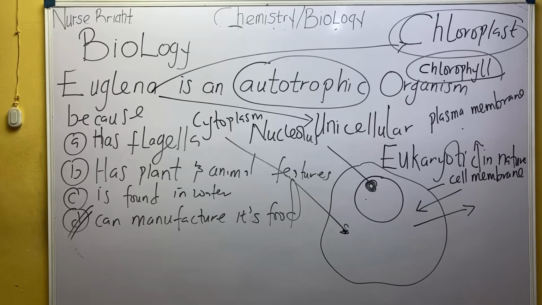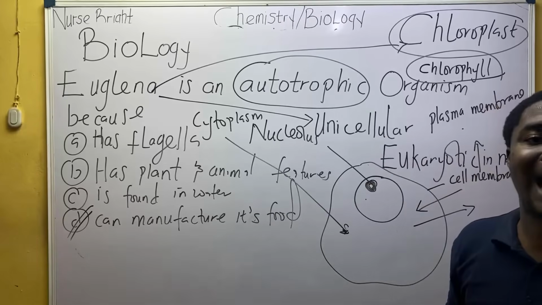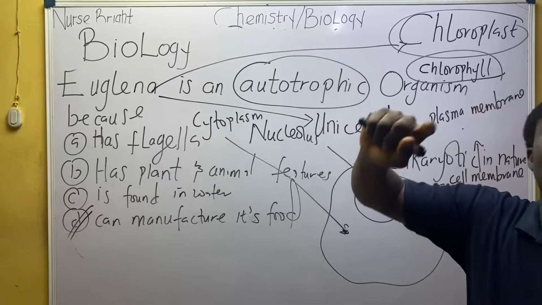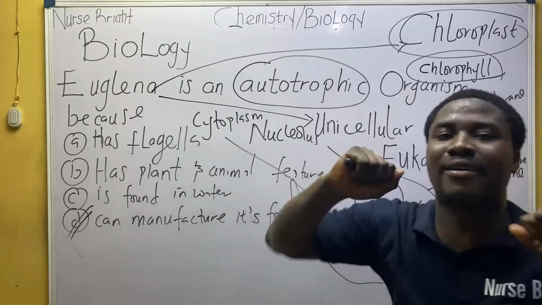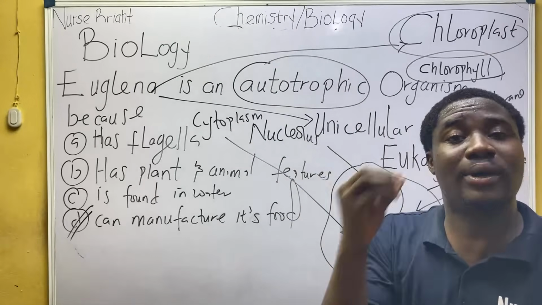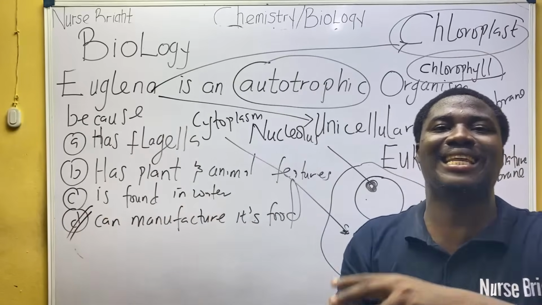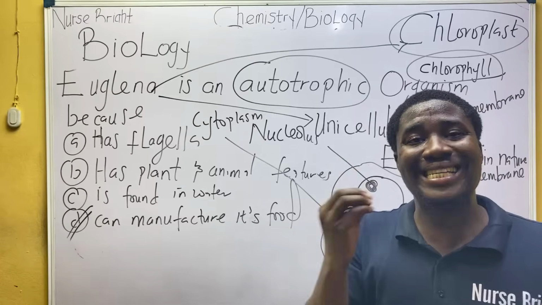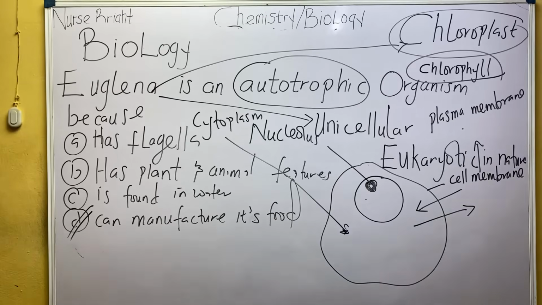Let us quickly talk about the animal-like features. One of the animal-like features is that Euglena don't have a cell wall. A cell membrane Euglena has, but not a cell wall, although plants generally have a cell wall, which accounts for their rigid nature. That's why Euglena is not totally a plant. Euglena is a plant and animal. Instead of a cell wall, they have a cell membrane, because it is animal cells that have a cell membrane.